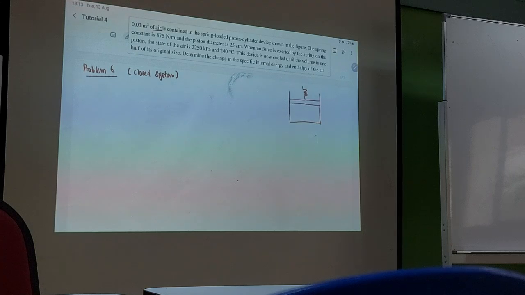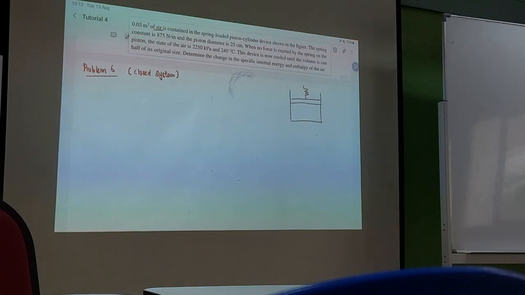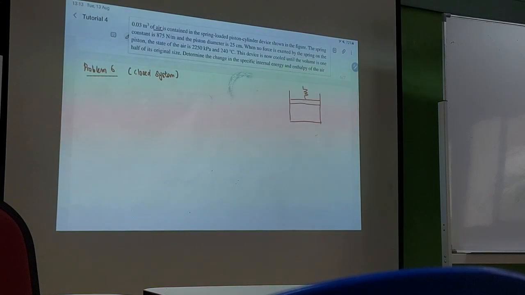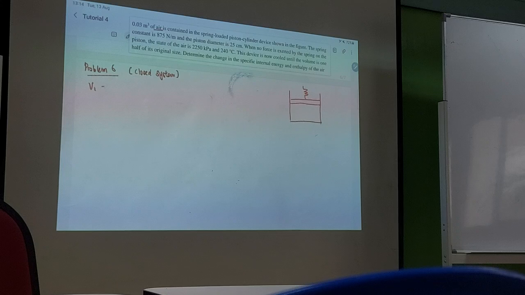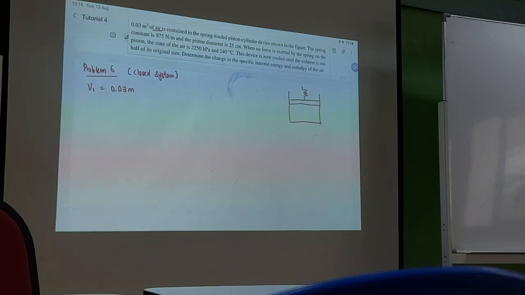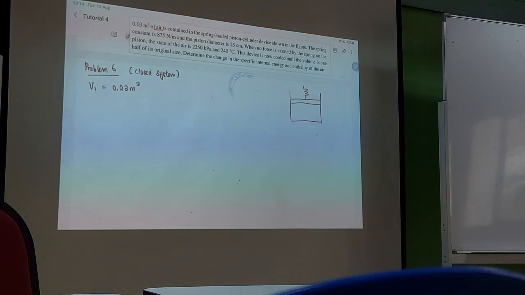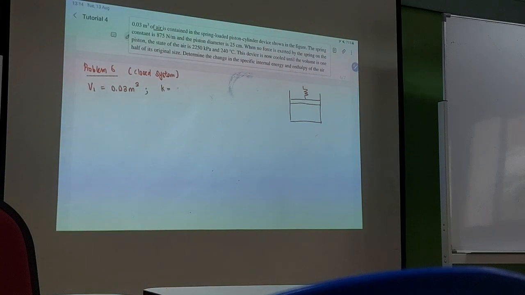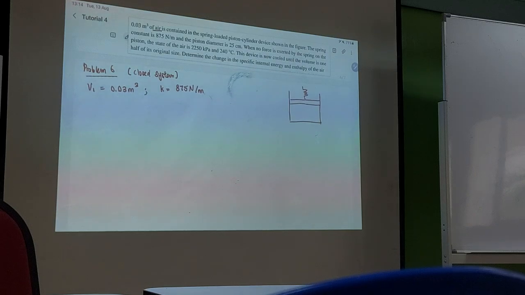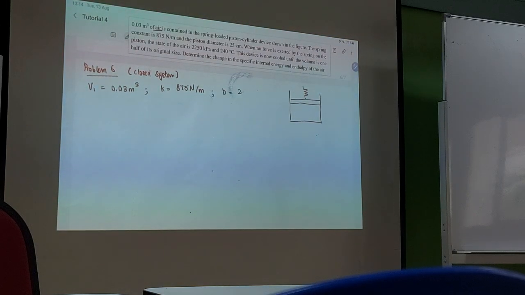Alright, okay. So two things. So closed system and what? Those things later we will see how they factor in. But for now, let's look at what information is given to you first. So you are given volume. The initial volume is 0.03 meter cubed of air contained in a spring-loaded piston cylinder device shown in the figure. The spring constant is 875 Newton per meter. So you have k equals 875 Newton per meter. And the piston diameter is 25 cm.